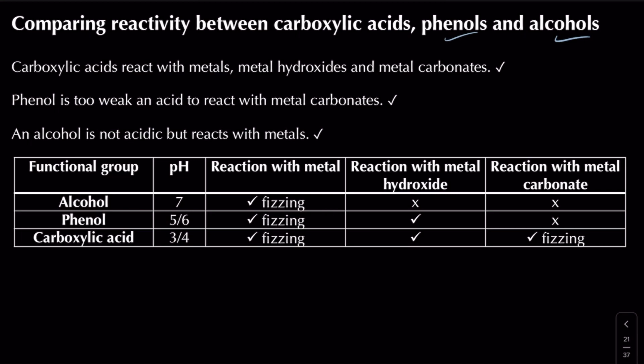Now let's say if we were to look at our functional groups, we know that alcohols are neutral. Phenol is going to be a very weak acid, and then carboxylic acids are going to be slightly stronger compared to phenol, but they're still going to be weak acids. With metals, all 3 of them will fizz, but then with metal hydroxides, right, only your phenol and carboxylic acids will react with them. If you were to look at their reactions with metal carbonates, carboxylic acids are going to be the only thing that reacts with your metal carbonates as well.